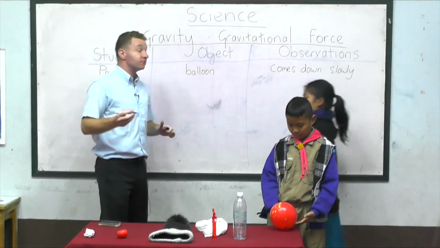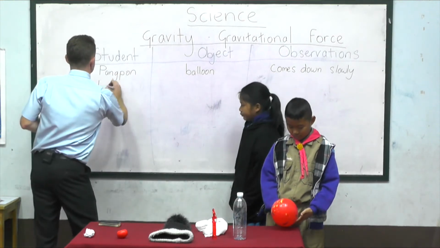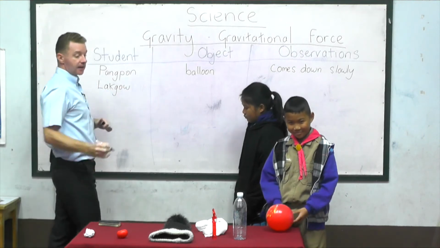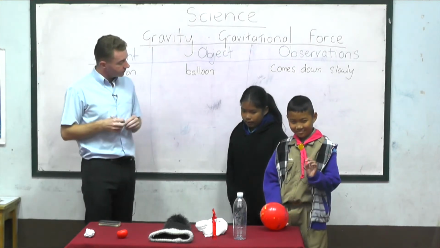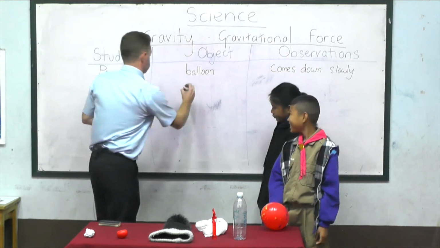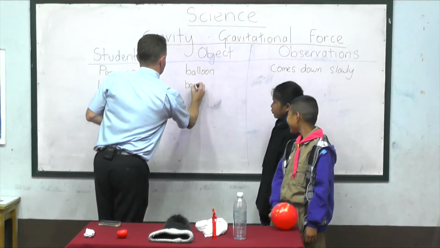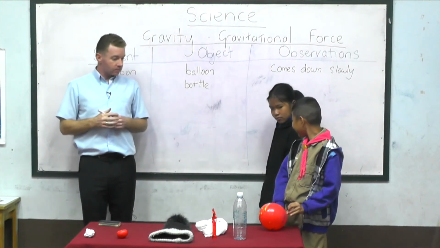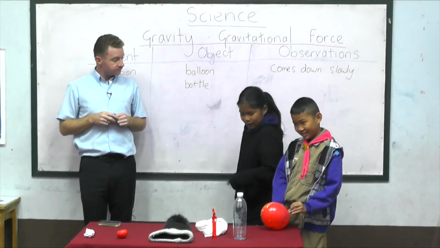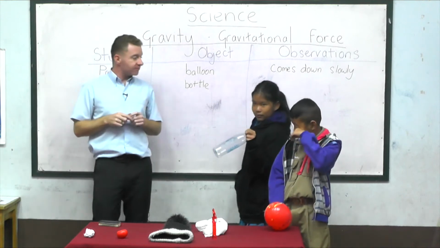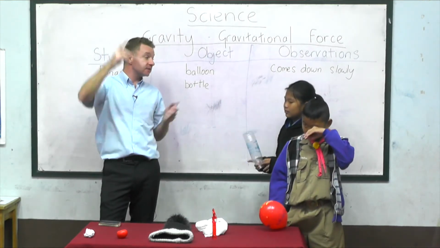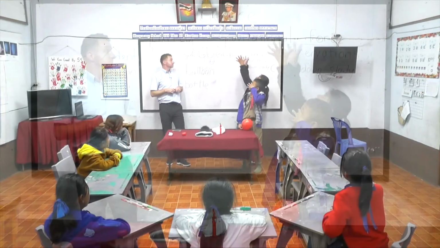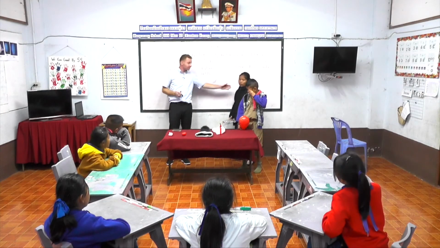So now it's time for our student Lakgao. L-A-K-G-O-W. And Lakgao, what object have you chosen? A bottle. Okay. So B-O-T-T-L-E. Now Lakgao, can you take your bottle in your hand? And when you're ready, can you throw the bottle into the air and then try to catch it again? Okay, now one more time in front of the camera.